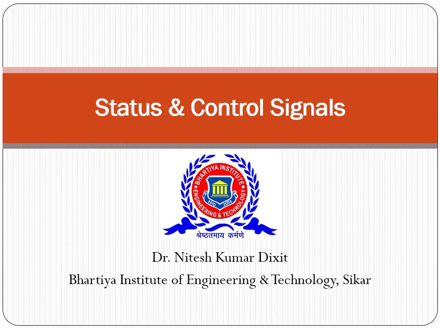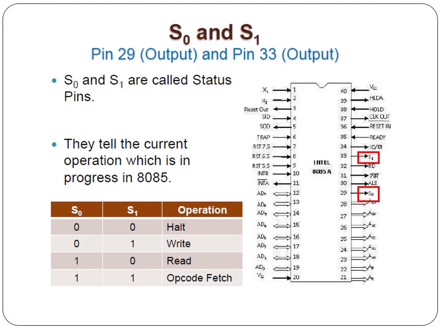Today we discuss the status and control signals of the 8085 microprocessor. The first status signals are S0 and S1. The S0 and S1 are called status signals, and their pin numbers are 29 and 33 in the microprocessor pin diagram. S0 and S1 basically tell the current operation in progress in the 8085.